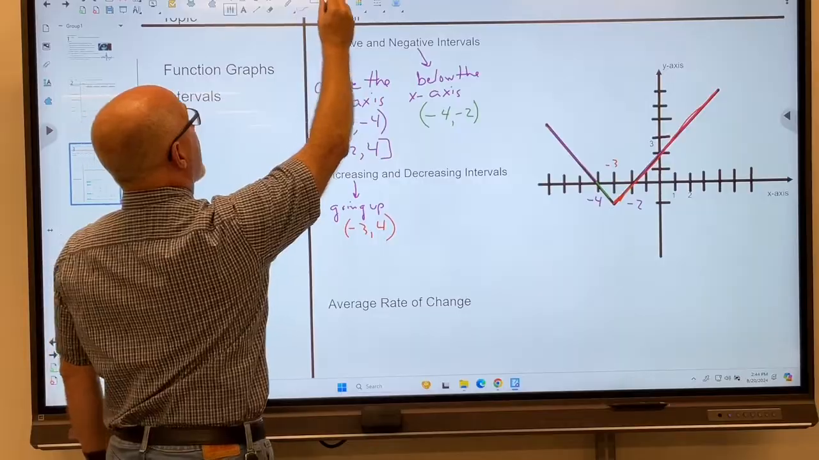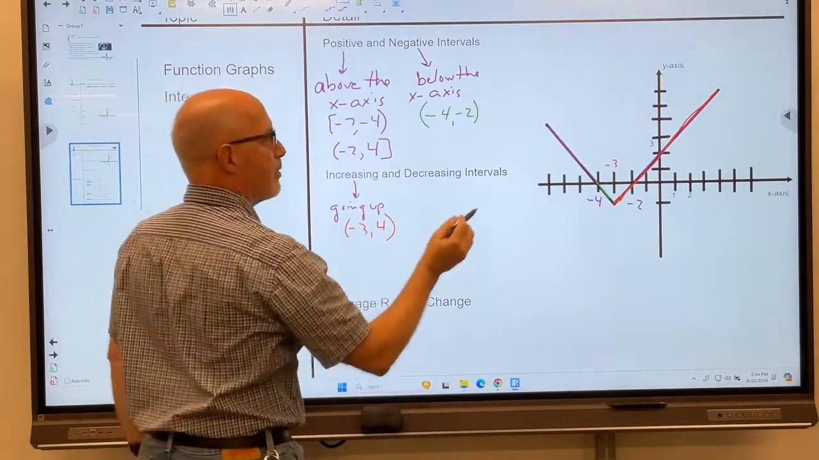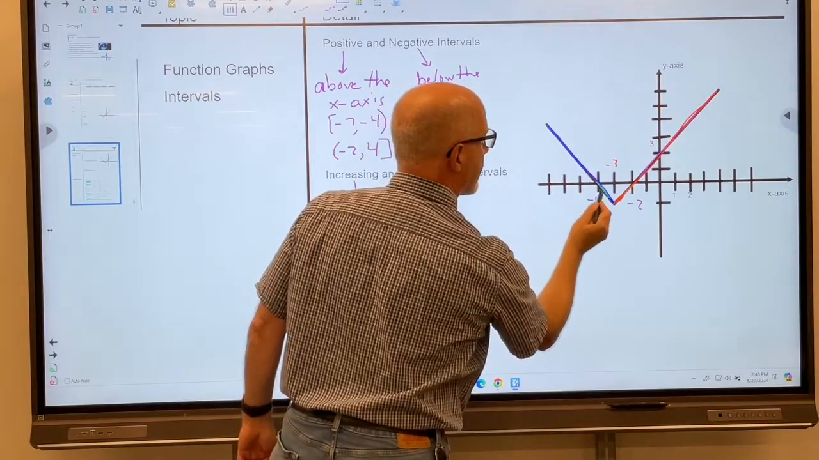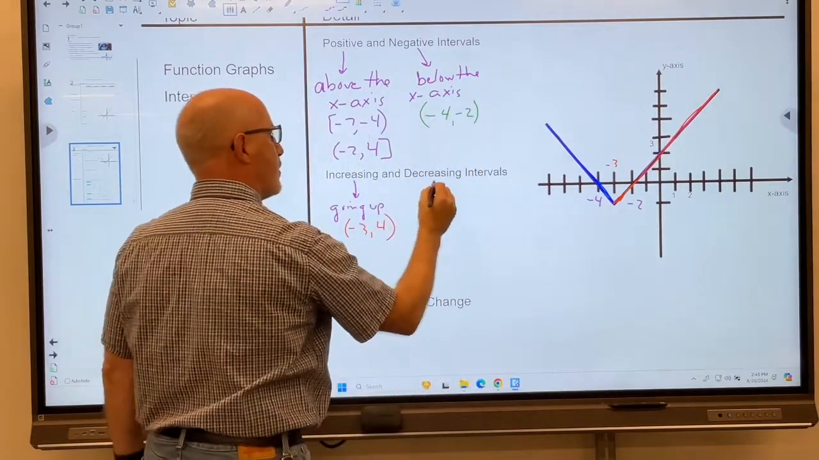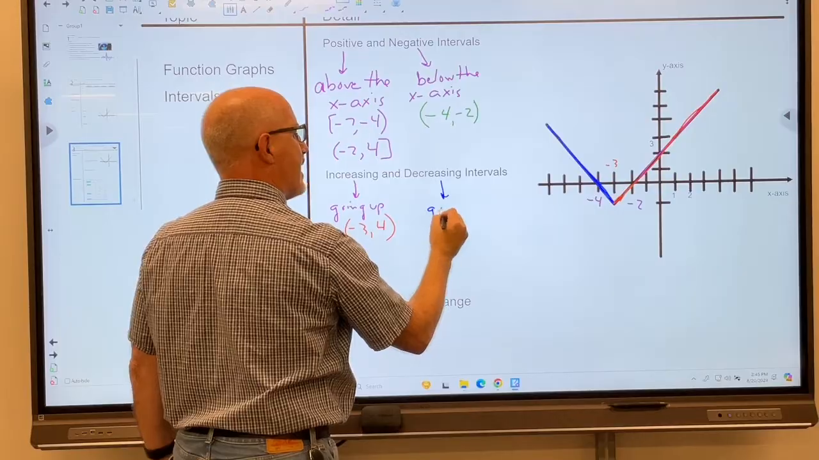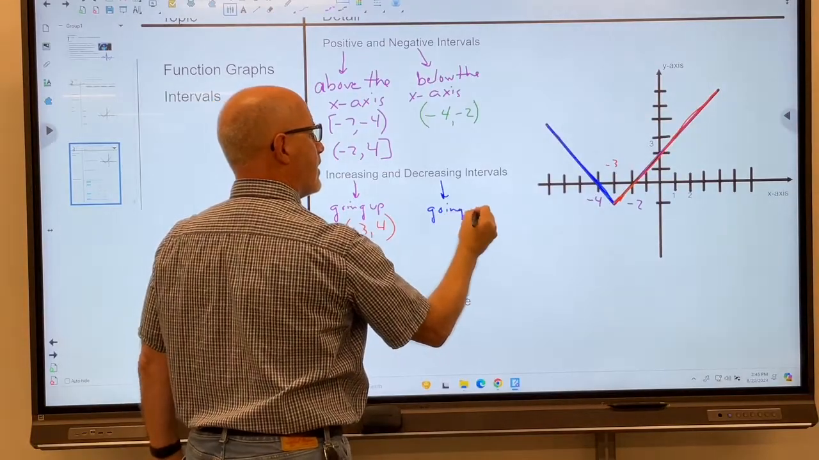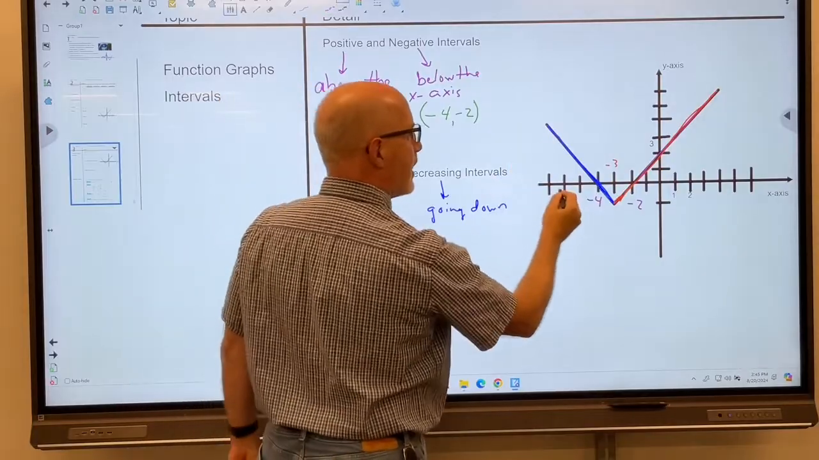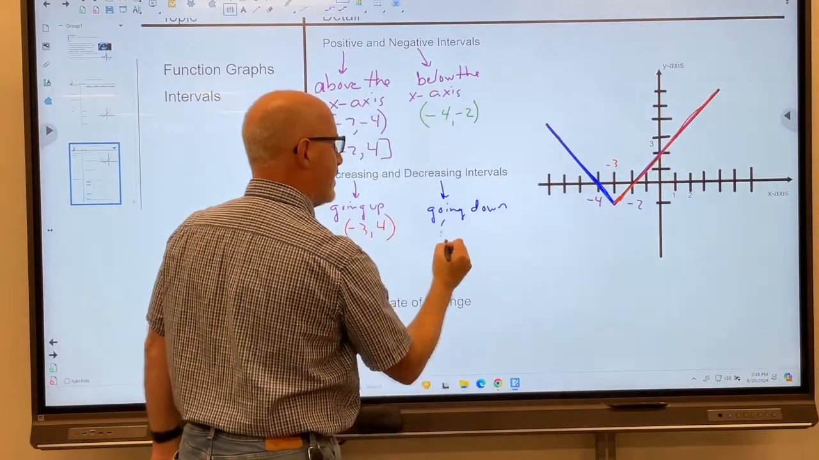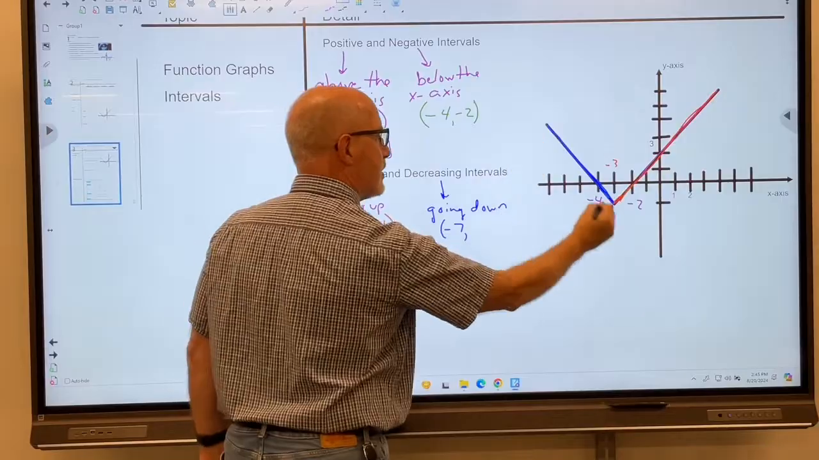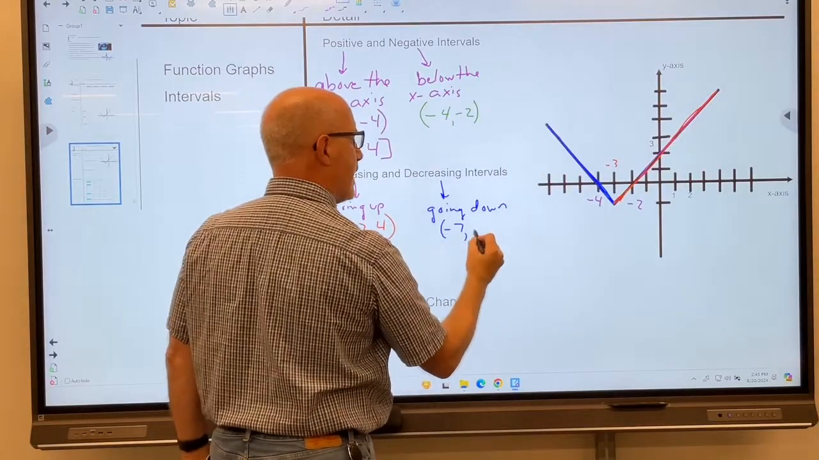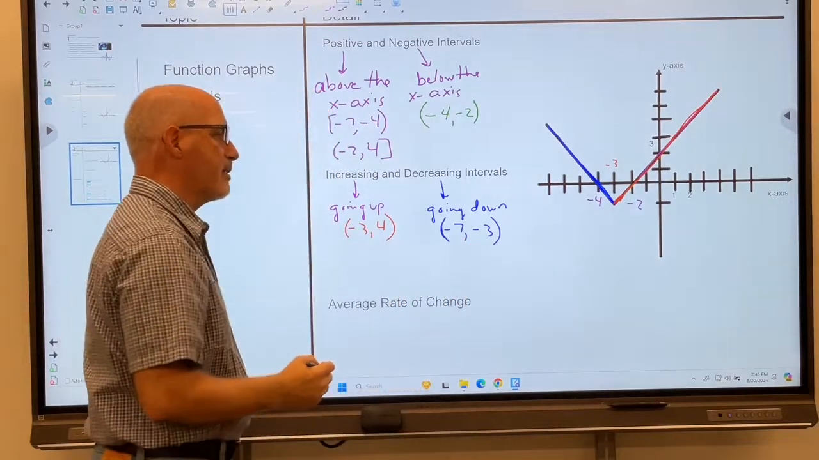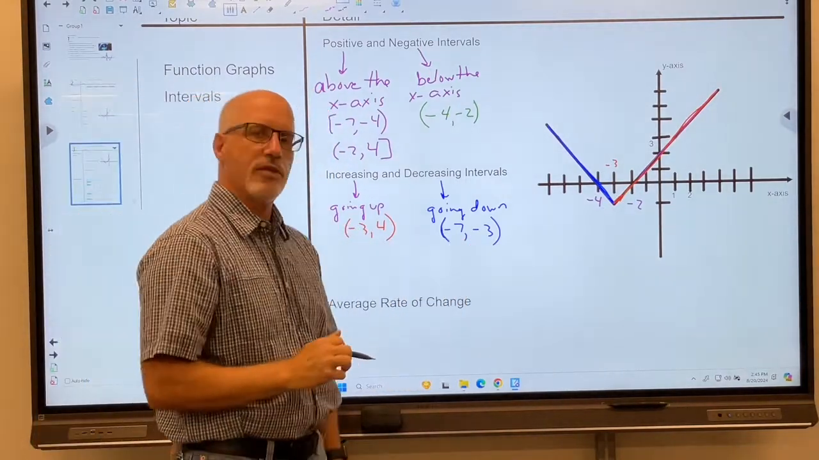Decreasing, on this one, we'll do this one in blue, so this is where it's decreasing, there to there, and so this would be when it's going down, and it decreases starting at my -7, and it decreases all the way into a -3. Those are parentheses because at the end points it doesn't increase or decrease.